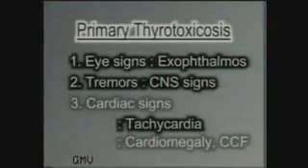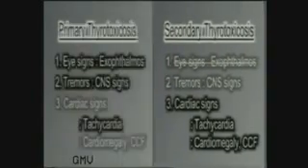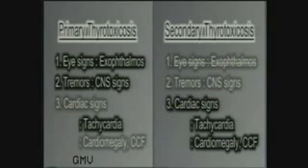Let us remember here that in primary thyrotoxicosis, the eye signs and tremors are more prominent, while in secondary thyrotoxicosis, cardiac signs are more prominent with tachycardia, cardiomegaly, atrial fibrillation or congestive cardiac failure. In secondary thyrotoxicosis, the tremors are less prominent and eye signs and exophthalmos are not seen.